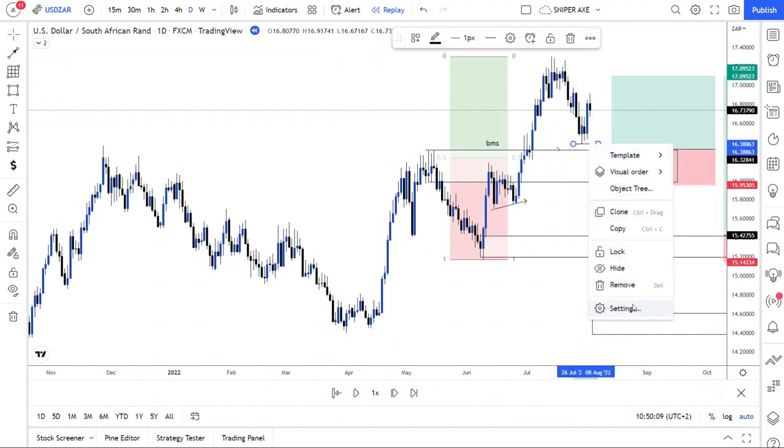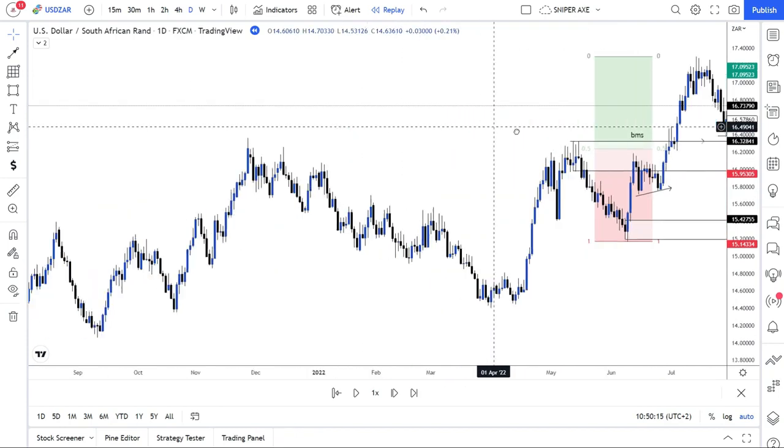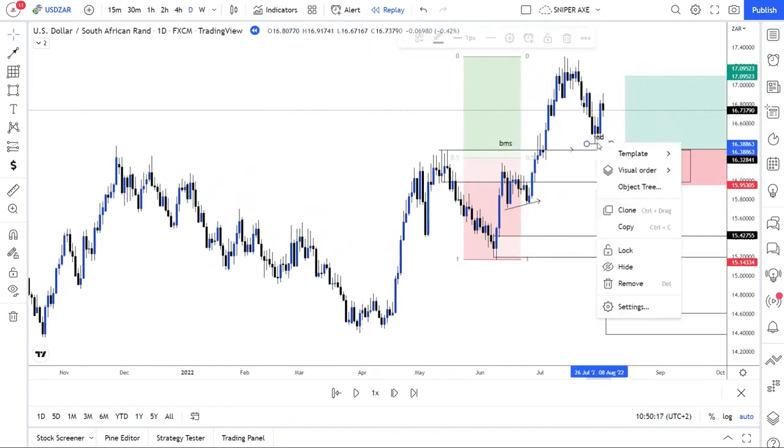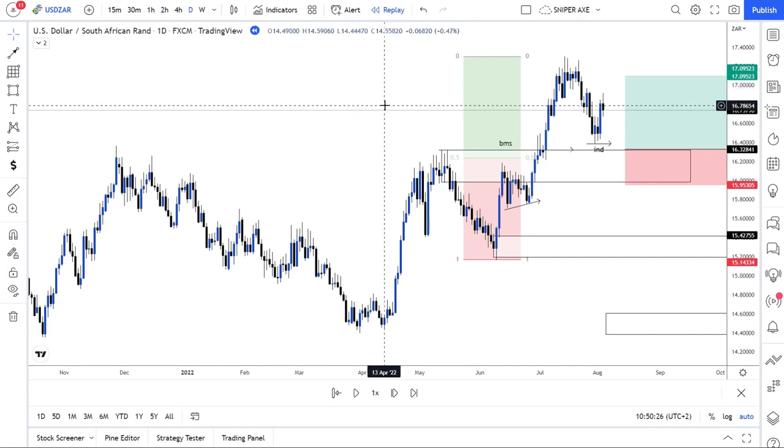So it's liquidity engineering, right? That's liquidity engineering there, right? So you can call it inducement or liquidity engineering, right? Like that. So that's just liquidity engineering.